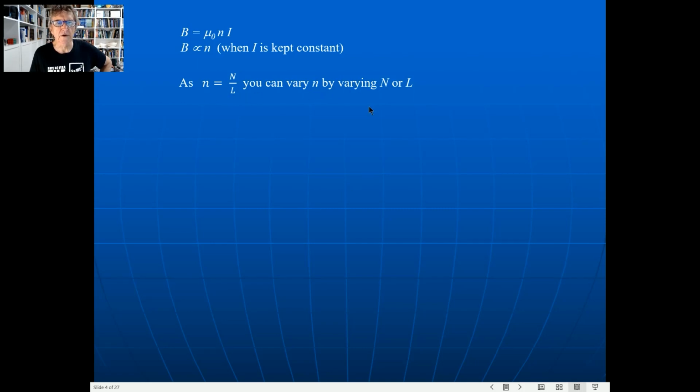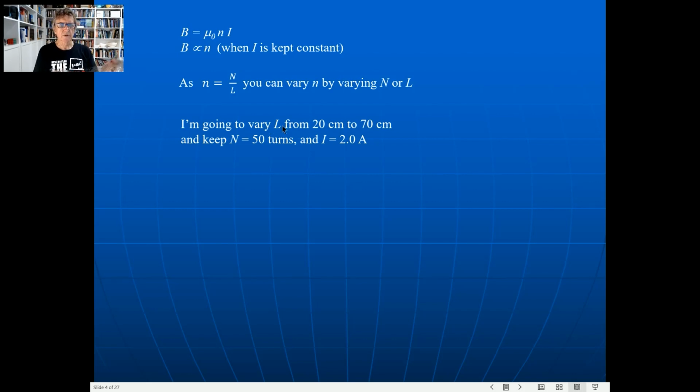So what we're going to do is vary L, the length, from 20 to 70 centimeters. I'm going to keep this at 50 turns. You can see in the next line it says N is 50 turns. I'm going to go from 20 centimeters up to 70 centimeters, so stretch it out and measure the field strength in the middle. I'm going to keep I constant at 2 amps, and I'll measure that with a digital multimeter. I'm measuring amps, the current.